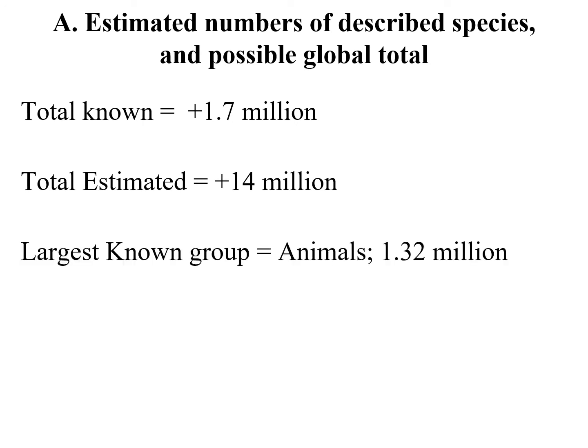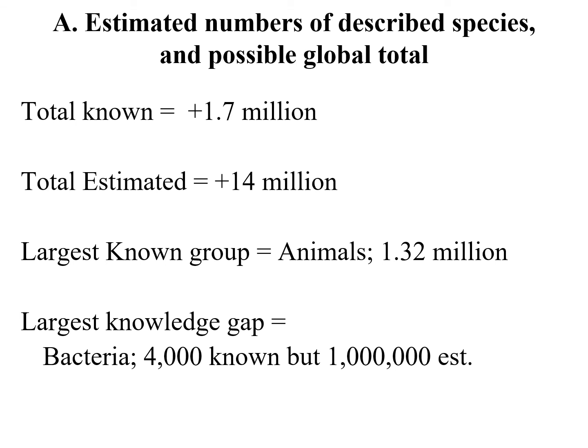Well, many of them are animals, probably not mammals, but probably insects. Animals are the biggest group known. So of that 1.7 million, 1.32 million of them are animals, mostly invertebrates, mostly insects. The biggest gap is in the bacteria, right? 4,000 described, perhaps there's a million out there because they're small and there aren't as many people studying bacterial diversity.